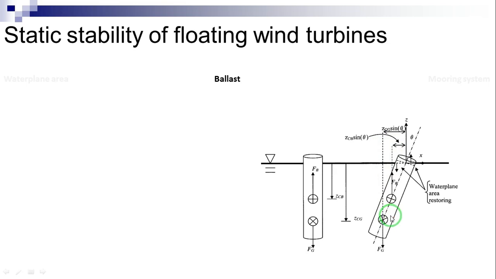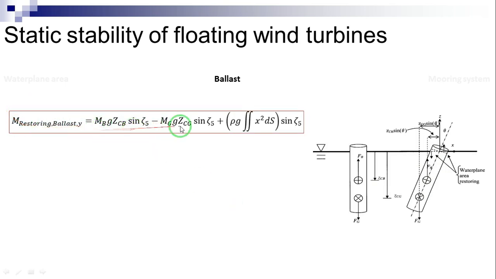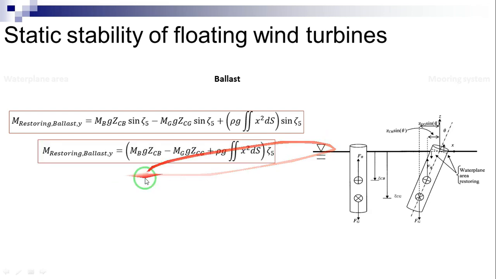When the system is offset in pitch, the water plane area causes the center of buoyancy to shift toward the side of the structure that is submerged. This effect is captured by the water plane area component of restoring discussed in the previous section. The combined hydrostatic and inertial restoring moment is given by the following equation, where m_g, m_b, z_cg, z_cb represent the gravitational and buoyant masses and the centers of gravity and buoyancy respectively. Employing a small angle approximation again, this moment reduces to the following equation.